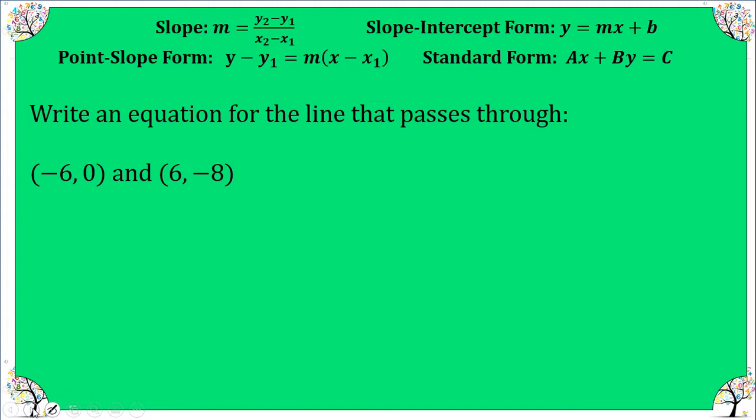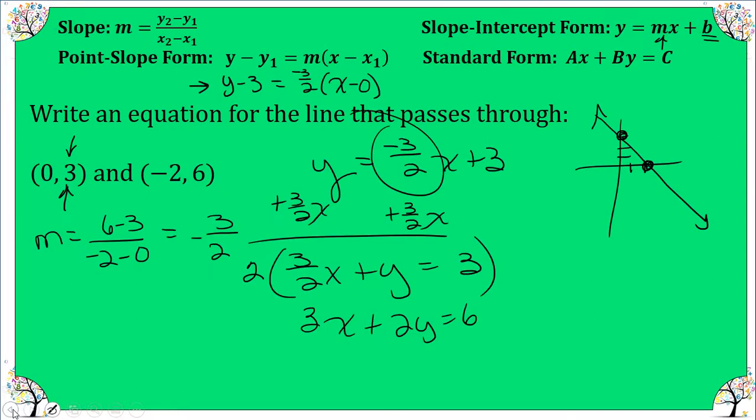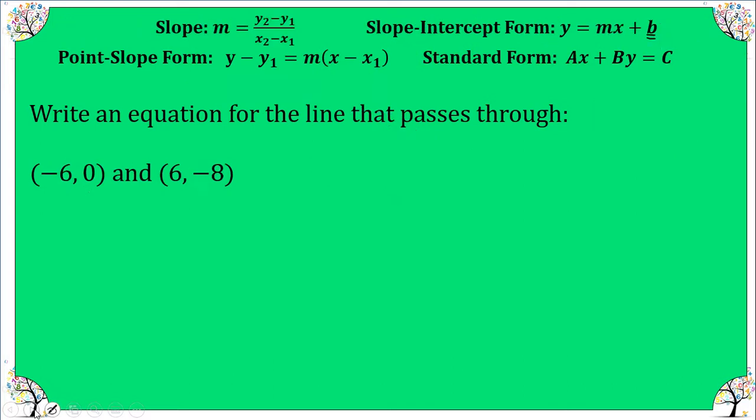Let's do one more. I don't have the y-intercept. I do have the x-intercept, but not the y-intercept, and the b is your y-intercept. Yes, we did graph that one, making sure. Okay, so let's find the slope, and I have negative 8 minus 0 over 6 minus negative 6. This gives us negative 8 over 12, and they have a factor of 4, so negative 2 over 3.